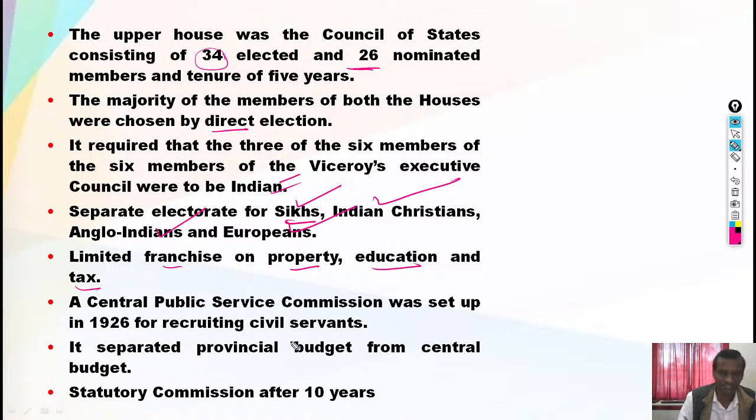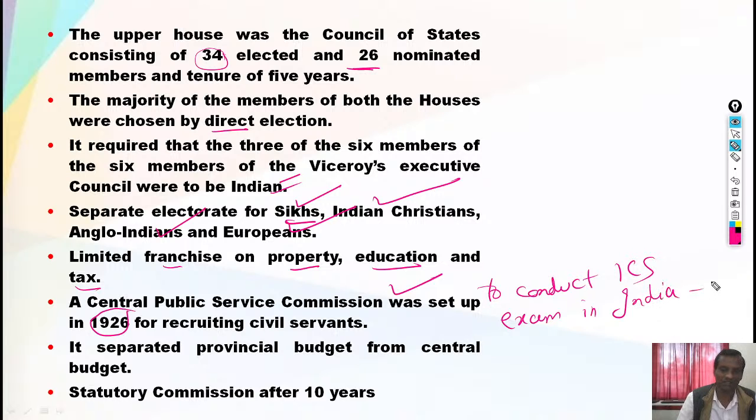The Central Public Service Commission was set up in 1926 to conduct the ICS exam, Indian Civil Service Examination, in India. So that is the Central Public Service Commission. Now it is called the Union Public Service Commission. Got it? Then it separated the provincial budget from the central budget. So the states, provinces, were given the power to prepare their own budget.